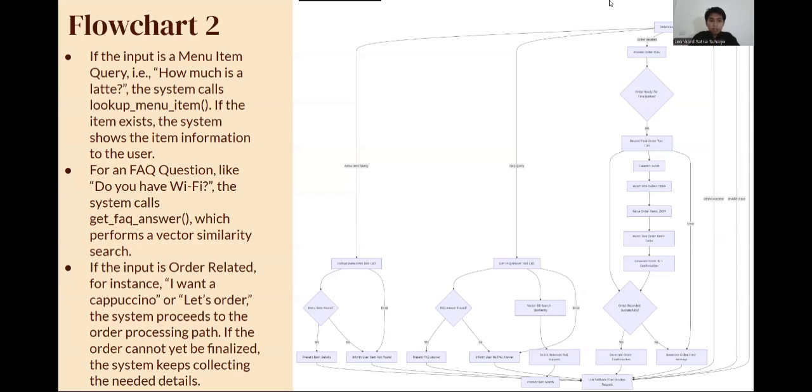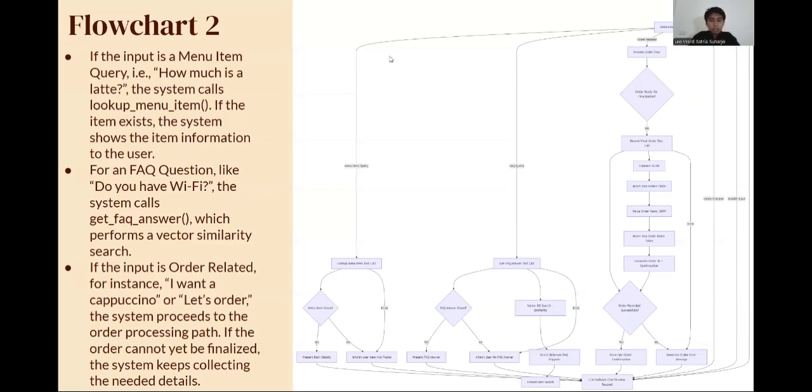Next up, if the input from the user is an FAQ question, such as do you have Wi-Fi or where is the location of this cafe, etc., then the system will call another function in the code. It's called get underscore FAQ underscore answer, which will return a certain result, and this result is obtained by doing a vector similarity search.